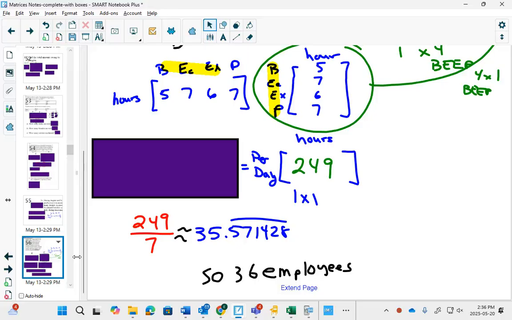So on that handout that I gave you, there's some word problems. You don't have to hand them in. It's just for you to practice as many or as few as you want.